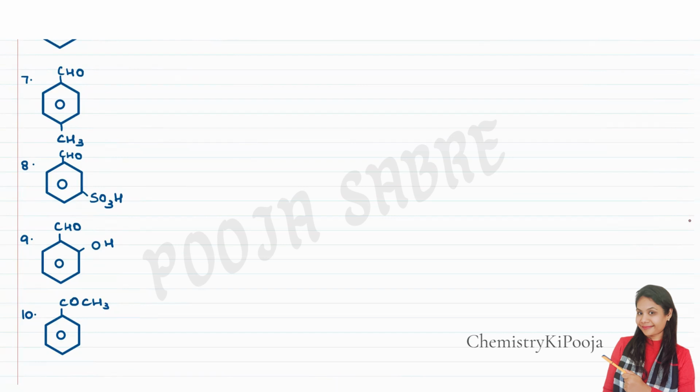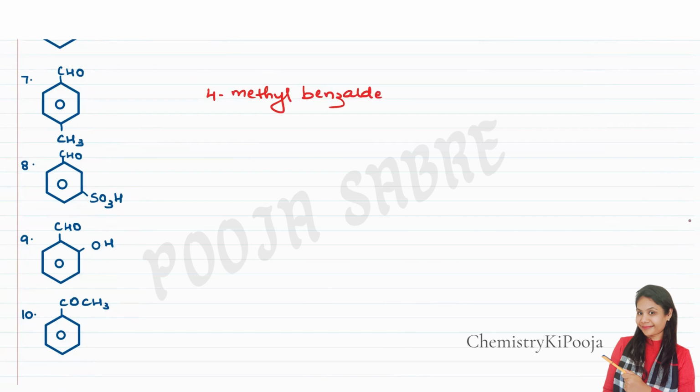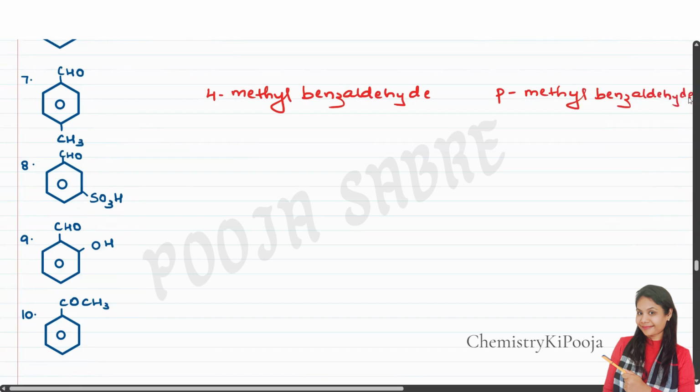Now the 7th question, the naming is 4-methyl benzaldehyde, and here it is para-methyl benzaldehyde. Clear? All the rules and tricks, everything I have discussed in the previous lecture. Kindly watch my previous lecture to understand the concept more clearly.